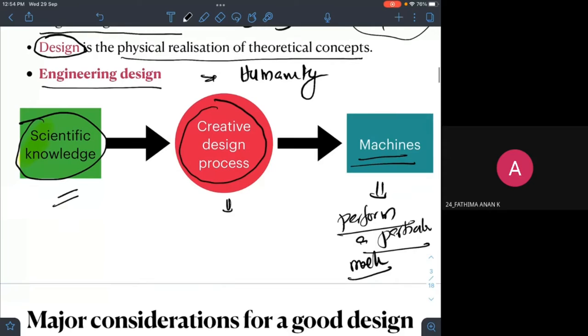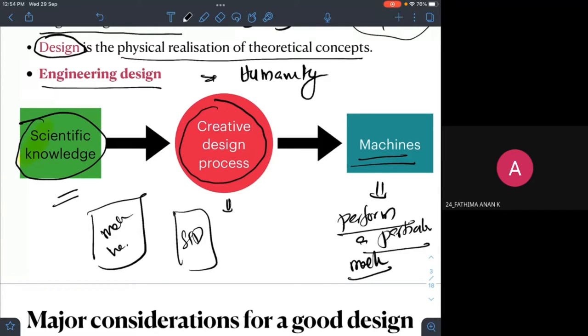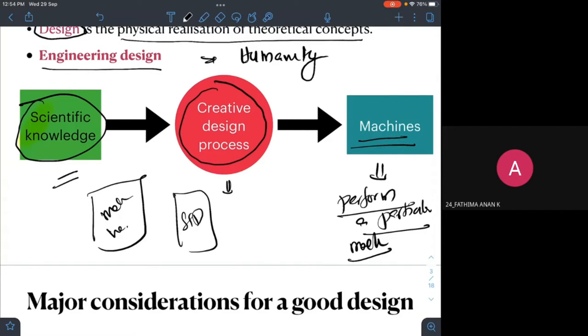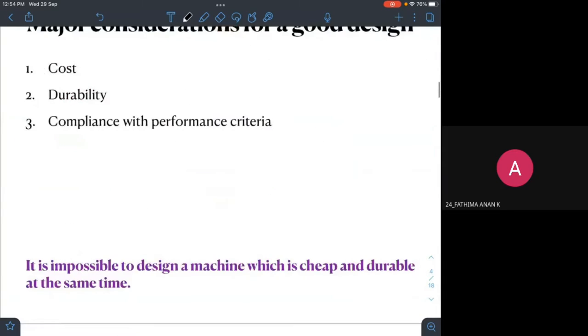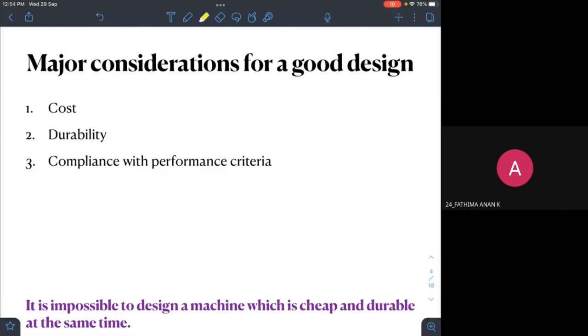Like a computer hard drive: before, and even nowadays, we use mechanical hard drives, but now it is changing to SSD, right? Such changes happen based on our scientific knowledge and our creative design. That is engineering design. It is applying the knowledge of science to make machines which perform a particular task. That is our concern. And when it comes to engineering design, our major considerations are three things: one is cost, another is durability, and another is compliance with the performance criteria.